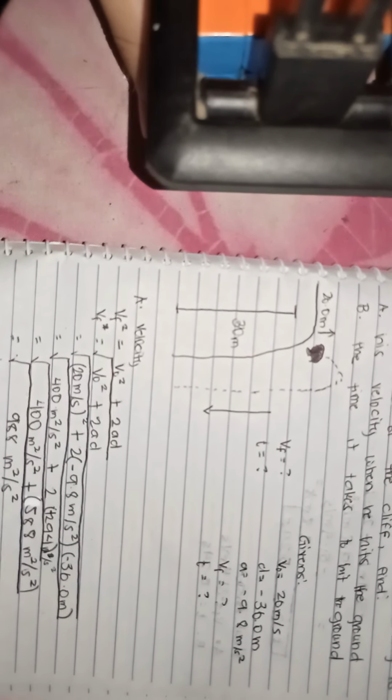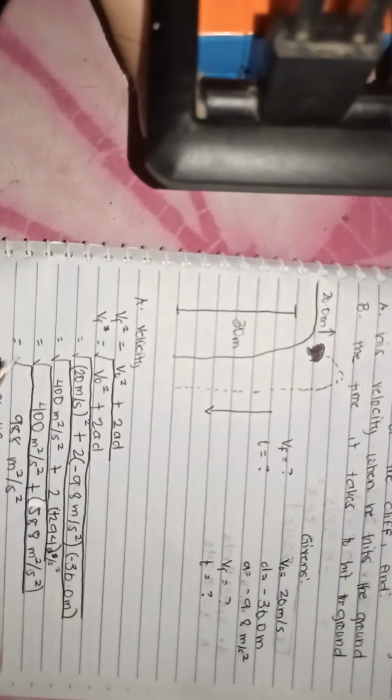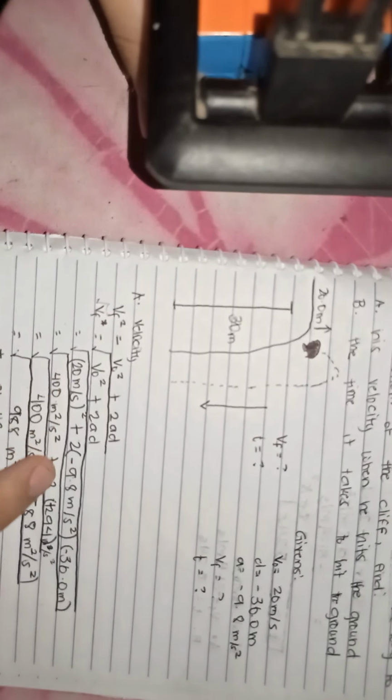So the formula that we use is final velocity squared is equal to initial velocity squared plus 2ad. Then we will take the square root of the equation. Then the final formula is the square root of initial velocity squared plus 2ad.